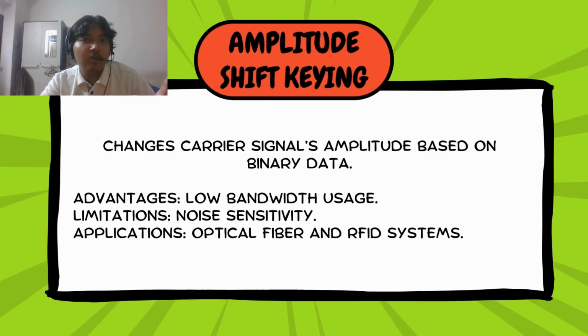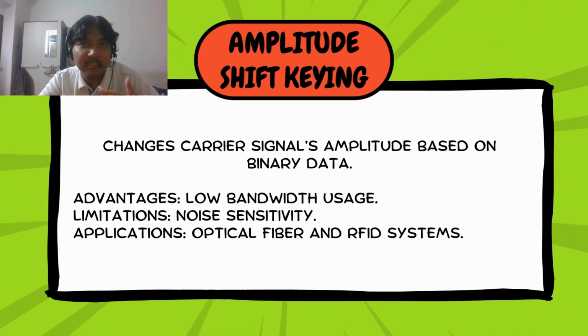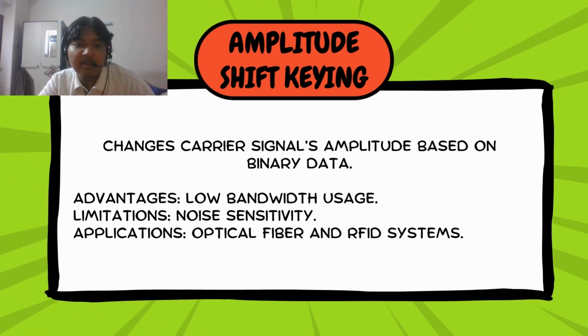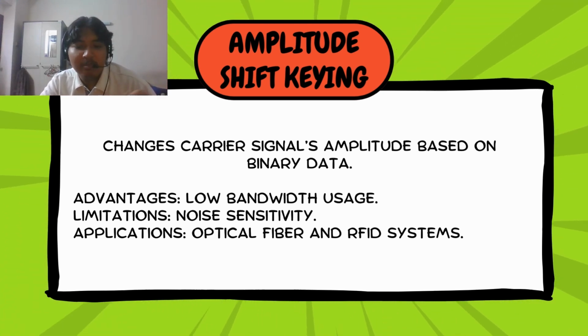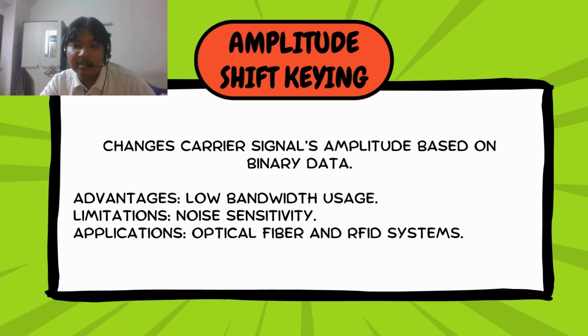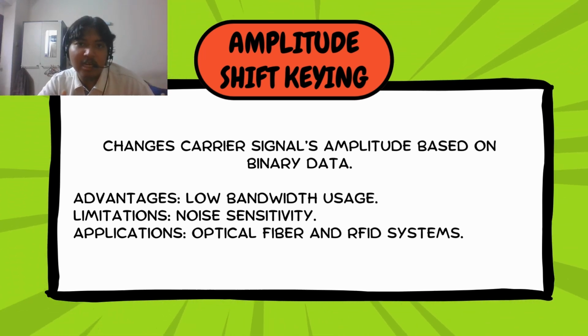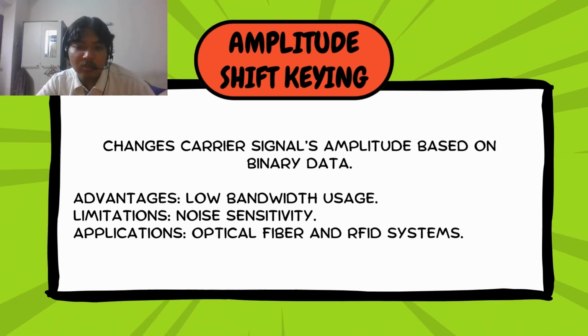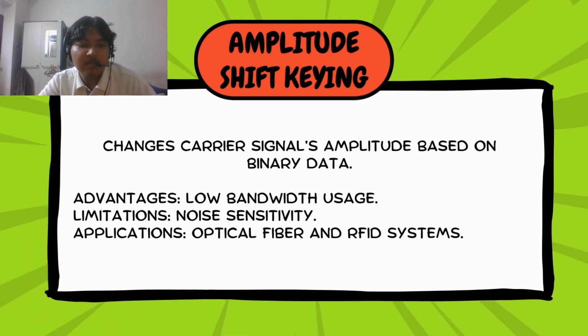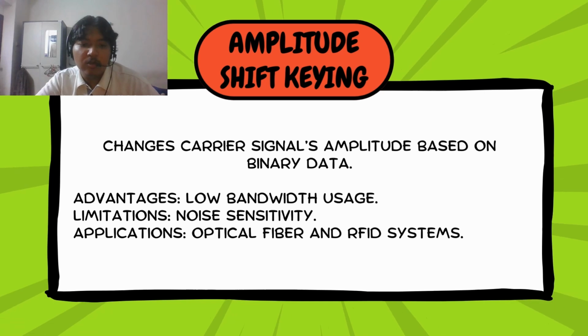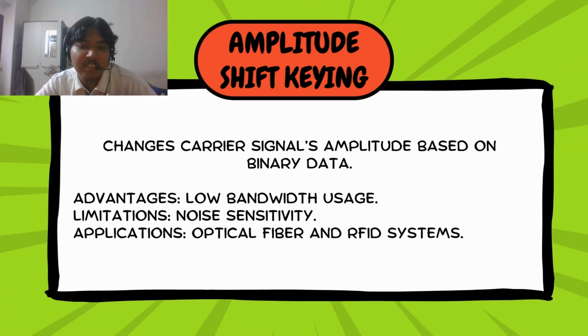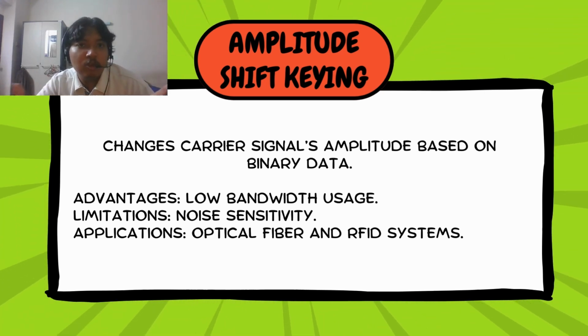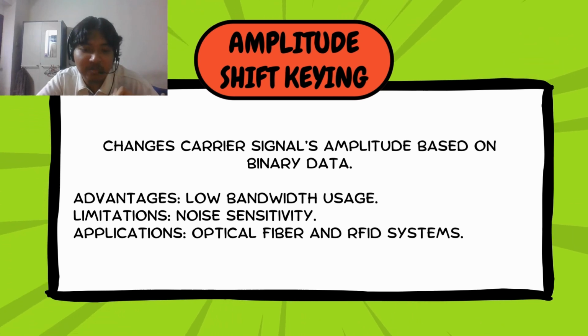In this section, in ASK the amplitude of the carrier signal differs depending on the digital data signal. The frequency and the phase of the carrier signal remain constant throughout the whole process, only the amplitude changes. ASK uses low bandwidth but can be easily affected by noise interference, because noise can change the amplitude of a signal. The amplitude of the carrier signal can be adjusted between distinct levels based on the binary data 0 and 1. ASK is widely used in optical fiber communication systems and RFID. It is important to use ASK in these systems so that the data can be transmitted at high speed.